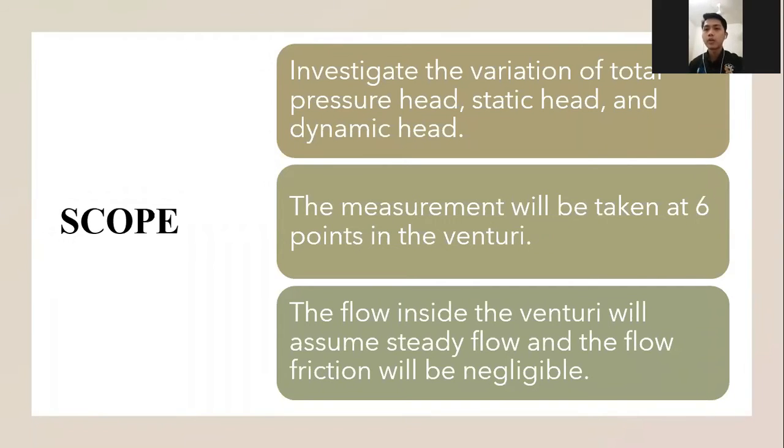The scope of our experiment is to investigate the variation of total pressure head, static head, and dynamic head. The measurement of the static head and total head will be taken at 6 points in the venturi. And due to the Bernoulli principle, the flow inside the venturi will be assumed to be steady flow, and the flow frictions will be negligible.